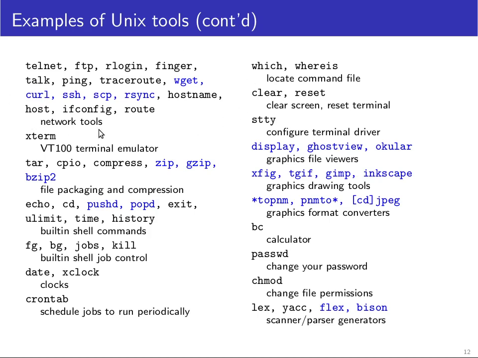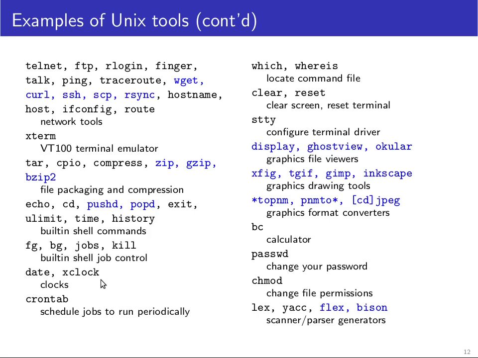There's a whole range of networking tools, just a couple of which we're going to talk about. Likewise, tools for packaging files, entire directory trees into single files and compressing them. We're going to look at a number of built-in shell commands to change the state of your shell session to control other programs. If you want to look up the current date and time, there's a date command. There's also numerous clocks available.